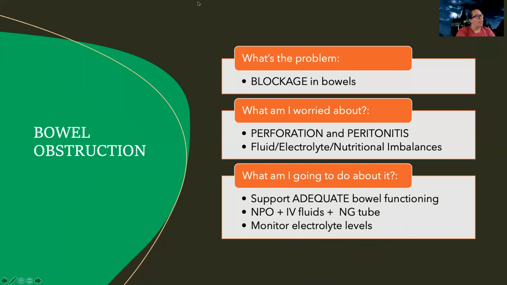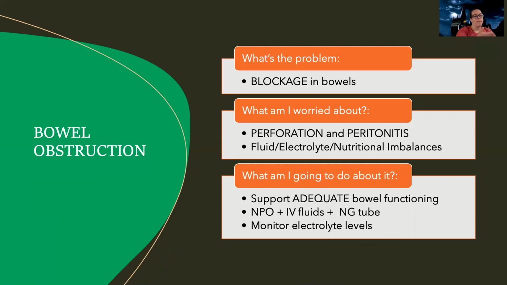Bowel obstruction. The problem is there's a blockage in the bowels, and of course a blockage means pressure. So we're worried about pressure. We're worried about perforation and peritonitis. And I'm also going to be worried about fluid, electrolyte, and nutritional imbalances as well.